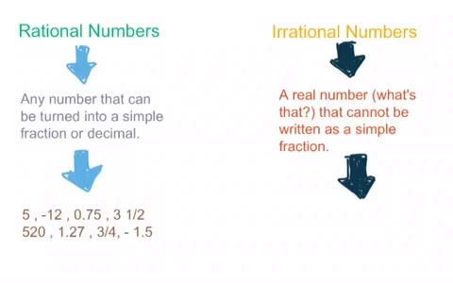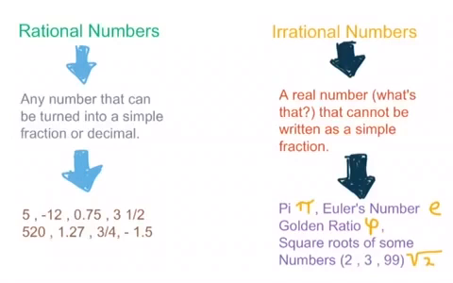Well, I included a couple for you. One of them you might be familiar with, pi. We used it a little bit last year dealing with circles, and we use some more this year. Euler's number, the golden ratio, square roots of some numbers. We'll do some square roots a little later on, and so the square roots of 2, 3, 99, and others. Essentially, if you cannot get a simple fraction or decimal out of a number, it's an irrational number. If you're trying to turn it into a decimal, and that decimal just continues infinitely without repeating, then you are dealing with an irrational number.